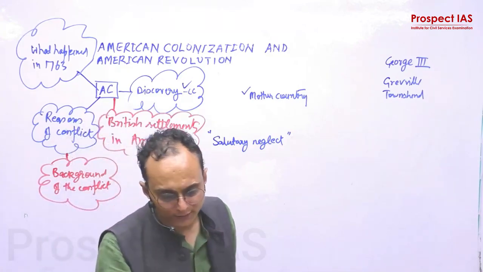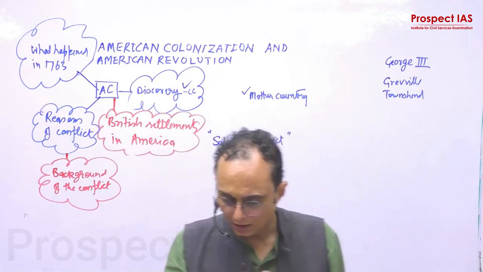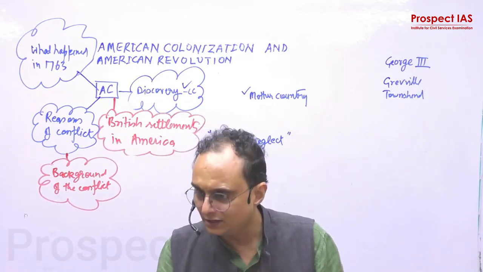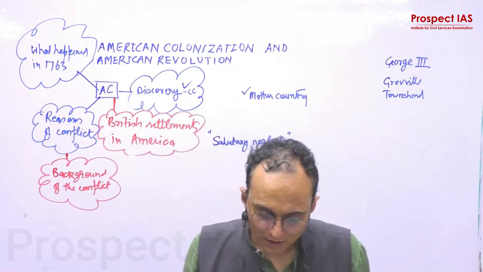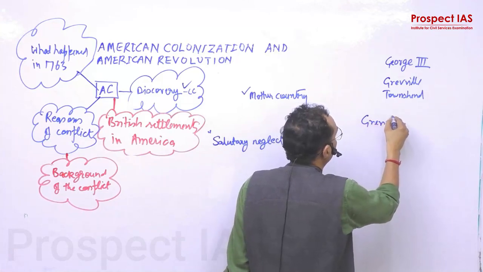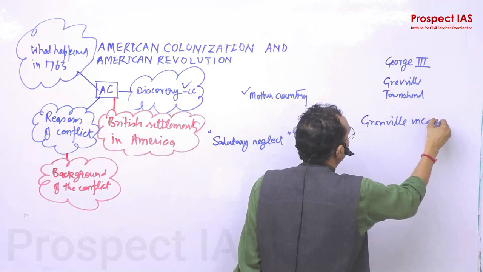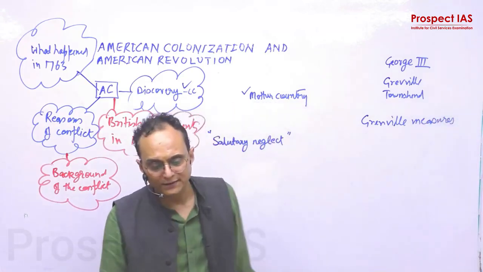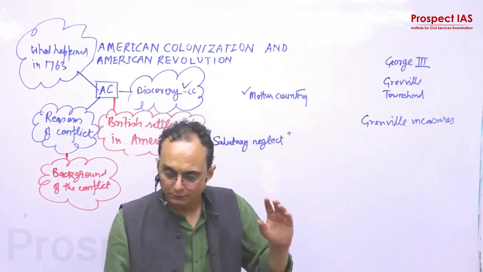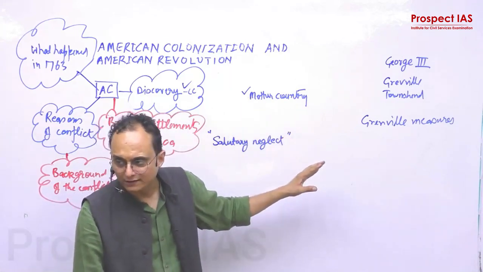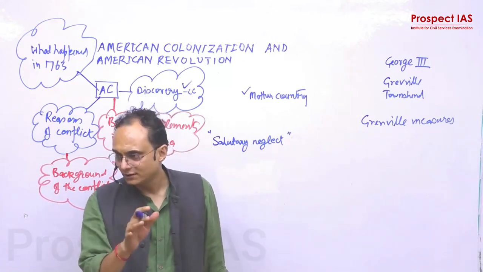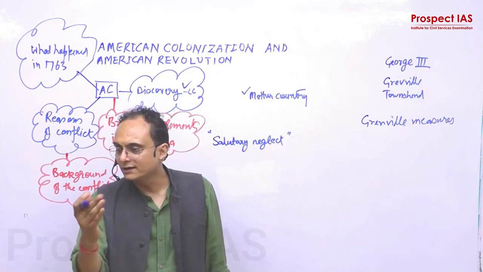So Granville was the person who actually decided to impose the restrictions very strictly on United States of America, and the steps which were taken by Granville were called Granville measures. Later it were referred as Granville measures. Okay. So here, before going into details of this conflict, I just want to ask one particular question that is the most important question from this section. What was the reason of conflict?